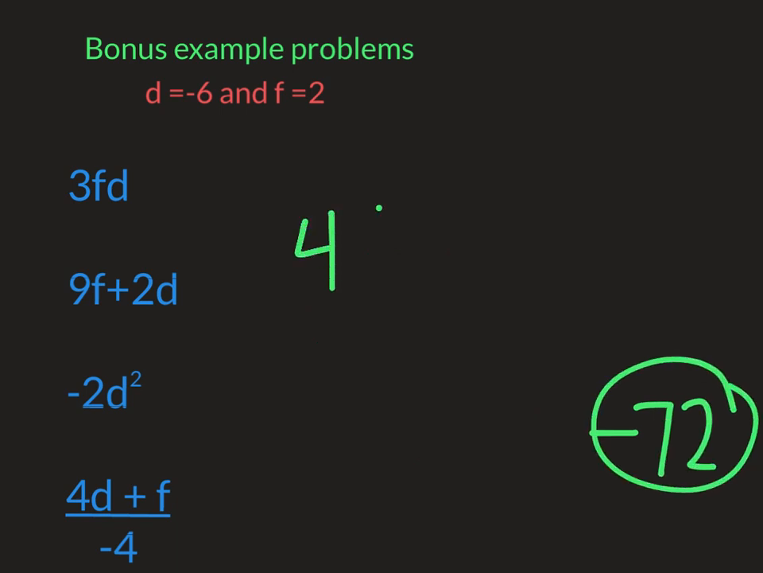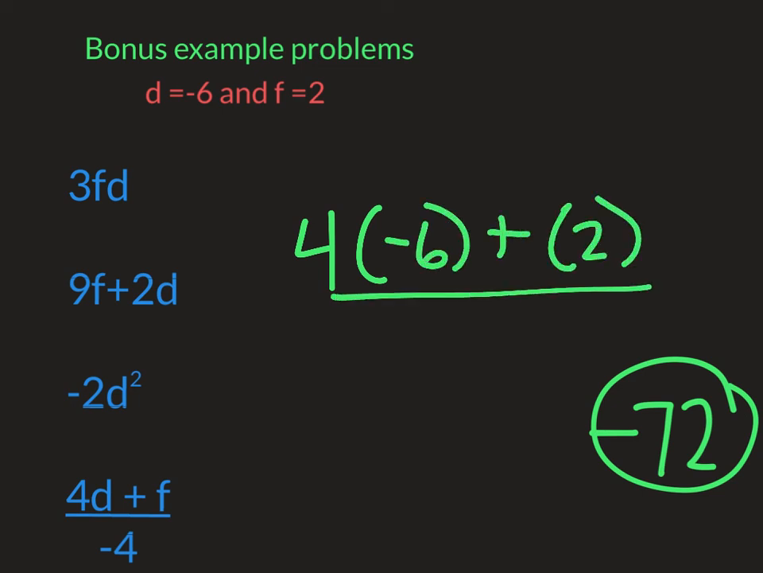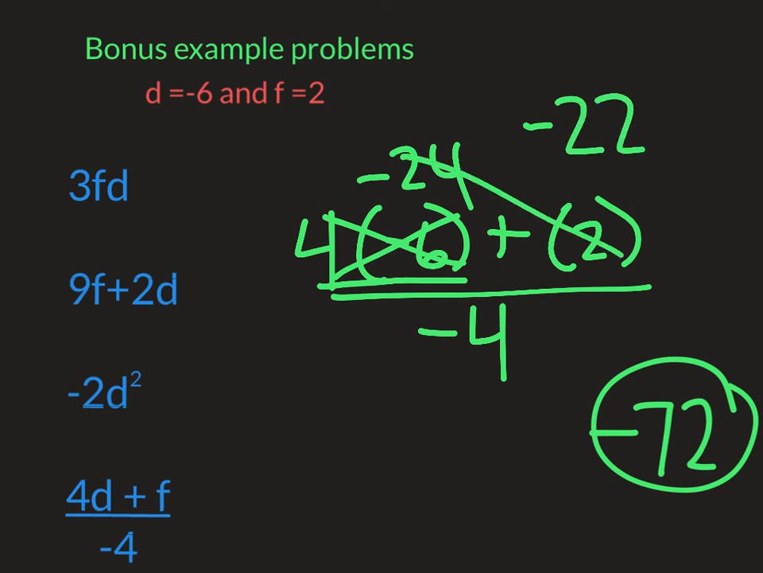Next one, I have 4 right next to a -6 plus a 2 all over a -4. So I need to do that top in order of operations. So I'm going to multiply first. That's one negative, which makes that negative. Now I add, except they have different signs. So I get -22. And then I take -22 divided by -4. That's a positive, by the way, because I have two negatives. And that would go in there 5 and 2 remainder, so 5 and 1/2, or 5.5.